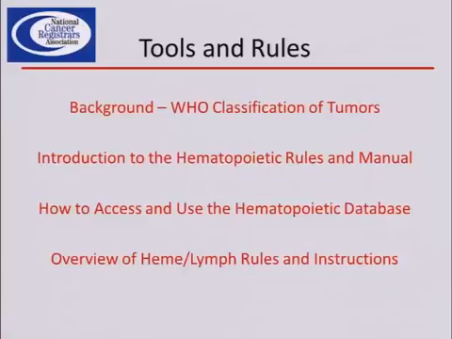So, okay, back to the tools and rules. We are going to talk about the classification of tumors. I'm going to talk a little bit about those groups of neoplasms that are in the WHO, the 6 groups of myeloids and the 6 groups of lymphoids. We're going to talk a little bit more about the rules and manual. So like I said, we keep coming back to different things.